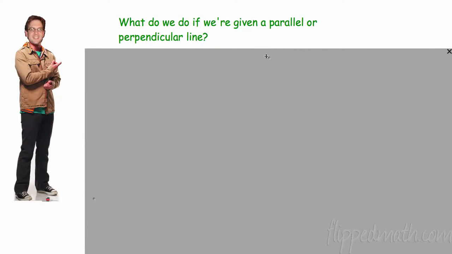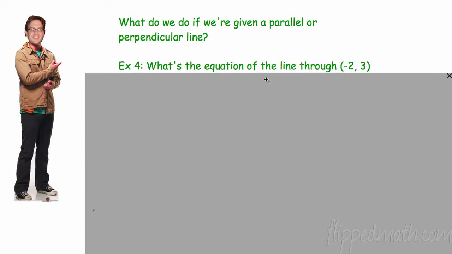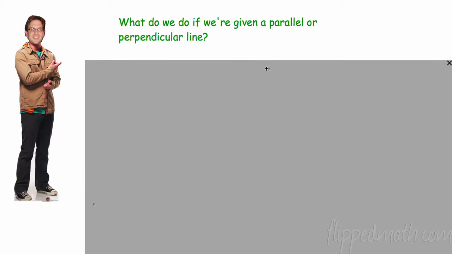Alright, what if we're given parallel or perpendicular lines? Alright, well, let's see here. Couple reminders. We know that parallel slopes are the same. In other words, m1 equals m2. So if I gave you a line and you knew the slope, it would be that line. And then for perpendicular, what's true? If you have m1, it's going to be the inverse, right? The negative reciprocal. We're going to put it over 1.